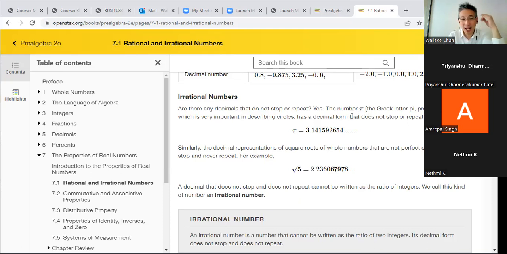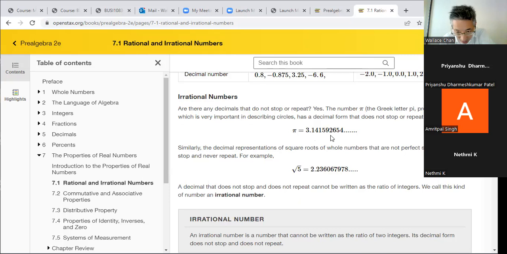Pi is a very interesting number because basically no one knows exactly what pi is. Somehow this number keeps going. My daughter told me once that one of her classmates was able to memorize a lot of the digits.